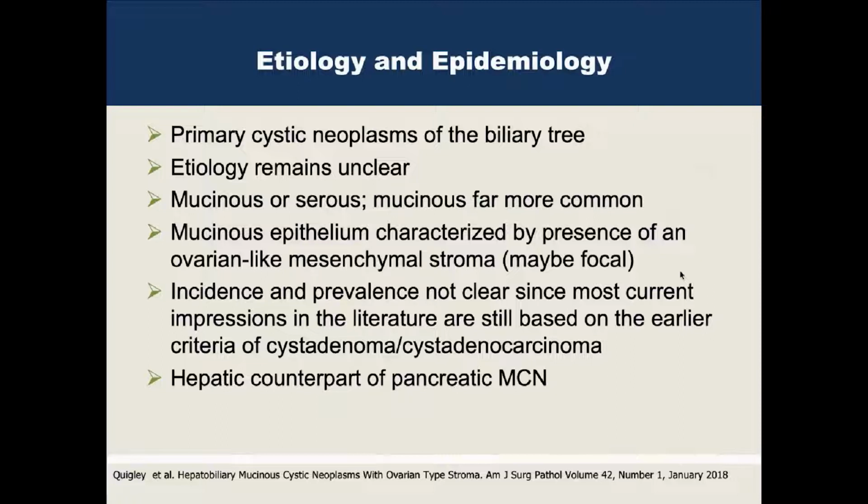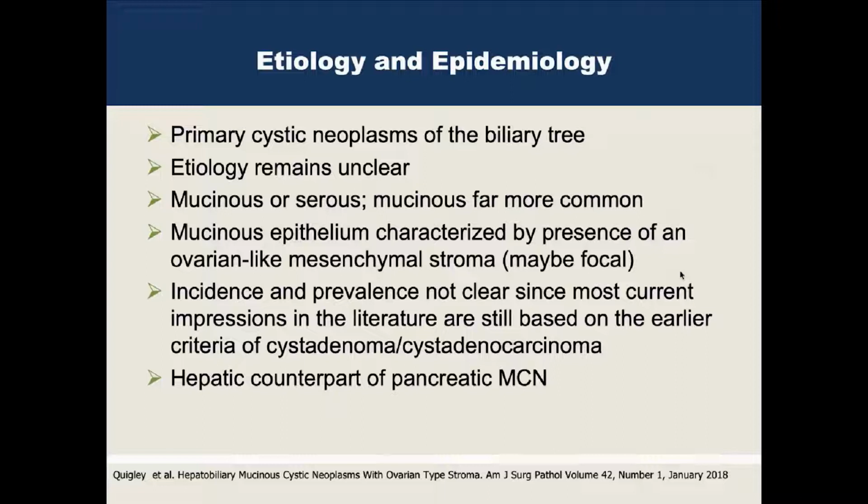They are characterized by mucinous epithelium, together with the presence of an ovarian-like mesenchymal stroma. It is important to note that extensive sampling is required to make this diagnosis, because both the mucinous epithelium as well as the ovarian-like mesenchymal stroma may both be focal. So a small biopsy may not establish the diagnosis of an MCN.